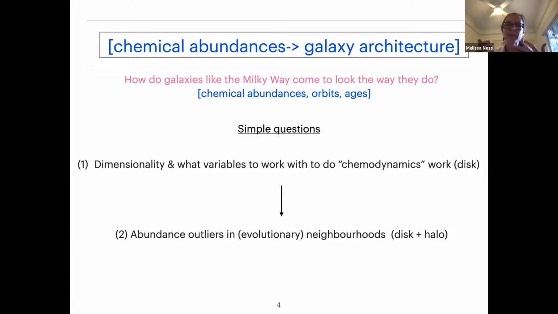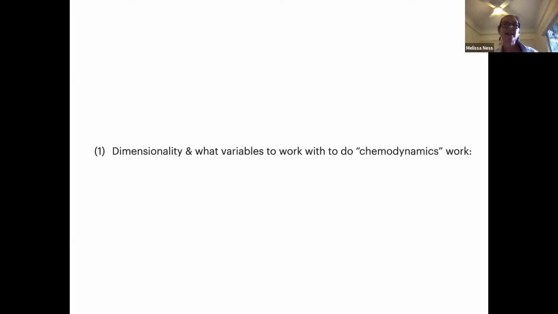And the first part of my talk, looking at dimensionality, will really be looking at stars of the disk. And when I'm talking about abundance outliers, I think some of the methods that we've developed are very good to turn towards the galactic halo. Okay, so dimensionality and what variables to work with for chemodynamics.